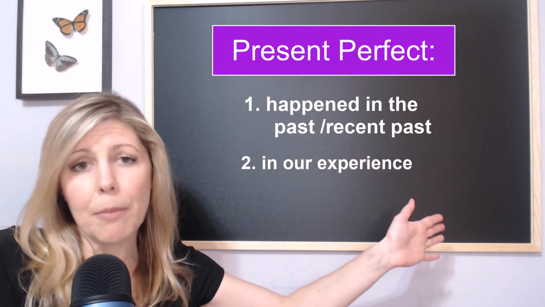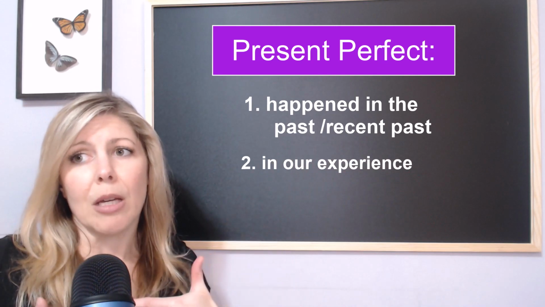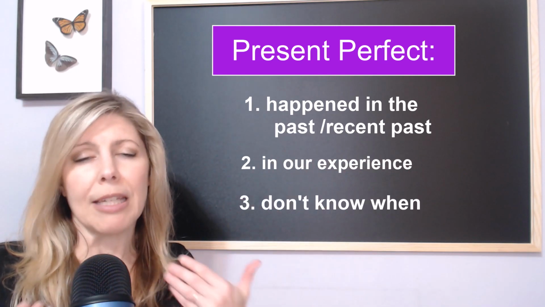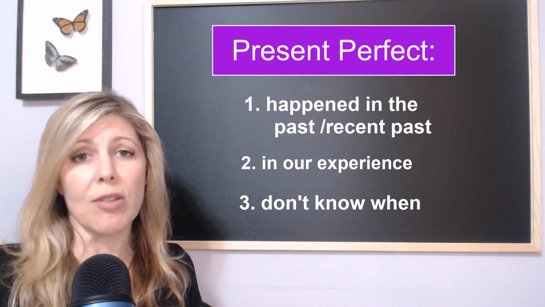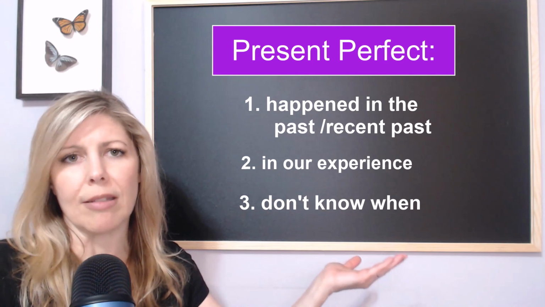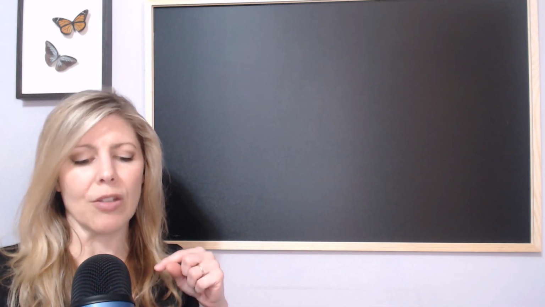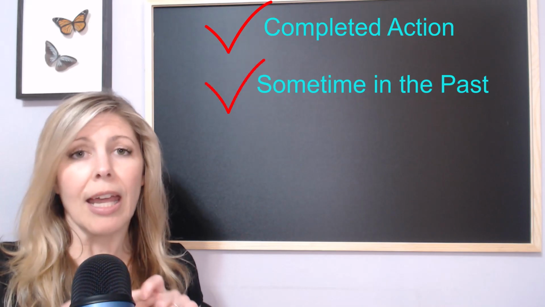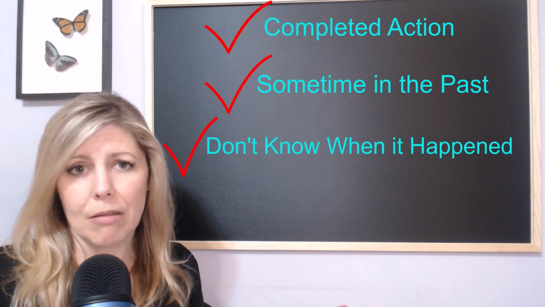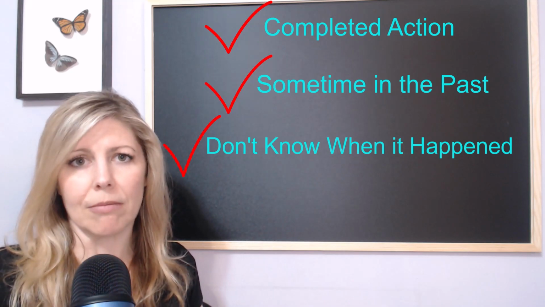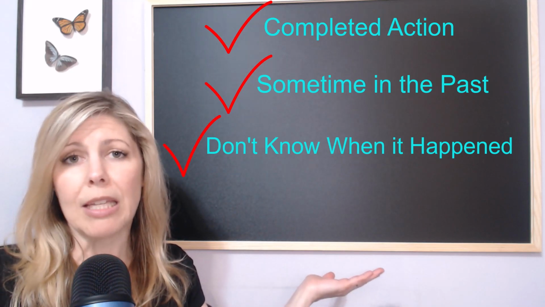It can be a long time ago as well, but we don't know when. It was just sometime in the past. But again, it's very common to use present perfect for the recent past, for recently completed actions. So present perfect is for a completed action sometime in the past, and we don't know when it happened. Okay, there's no specific time reference. Okay, we just know that it completed.